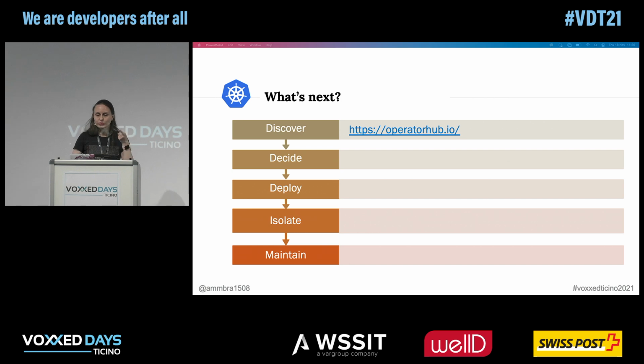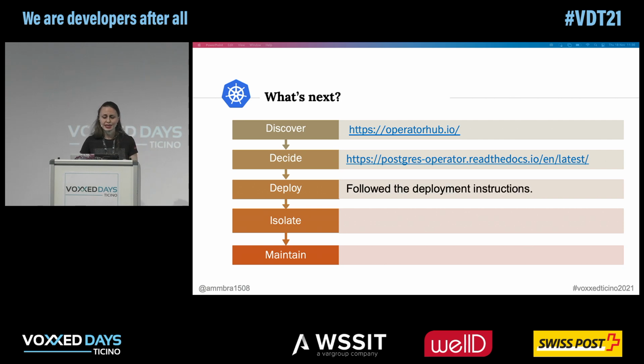Well, first of all, a good place to discover operators is operatorhub.io. You can decide which operator you want to install. Sometimes you have multiple offerings on the same operators. I decided on one, by the way. Follow the deployment instructions. They're pretty easy. They're there in operatorhub.io. And I kept my Helm charts for installing the application.